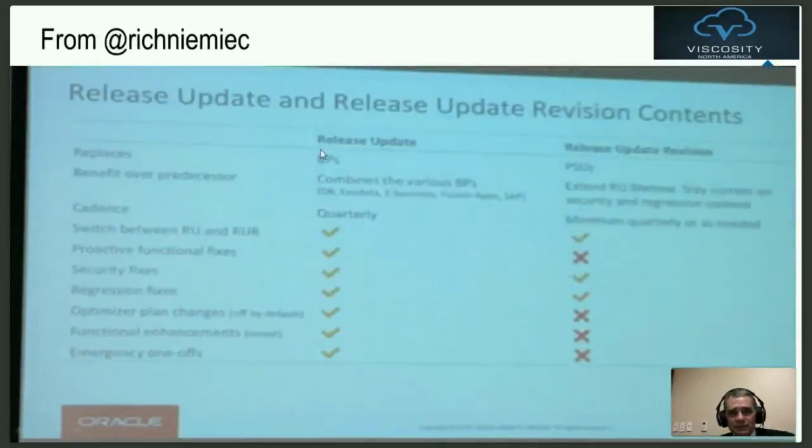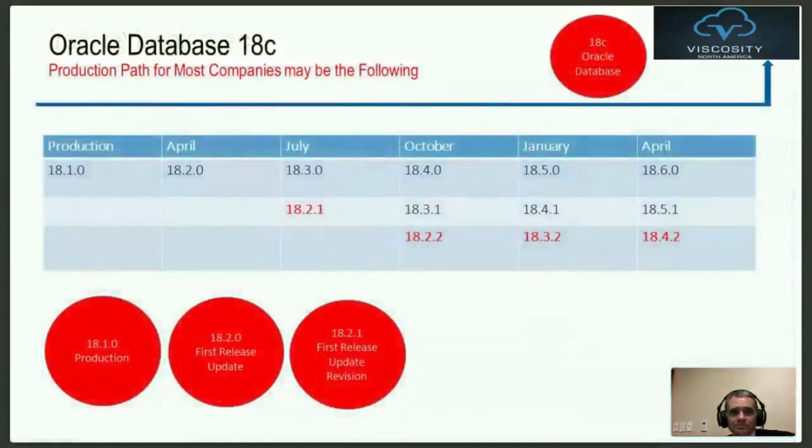Another thing that's very good, I saw this at the ACE Director update: release updates are like bundle patches, and you can see what the release update is doing. Security fixes, but also things like regression fixes, optimizer changes, emergency one-offs. Whereas release update revisions are only a subset of that, kind of like PSUs. And you can see the different things that it updates, security and regression primarily.